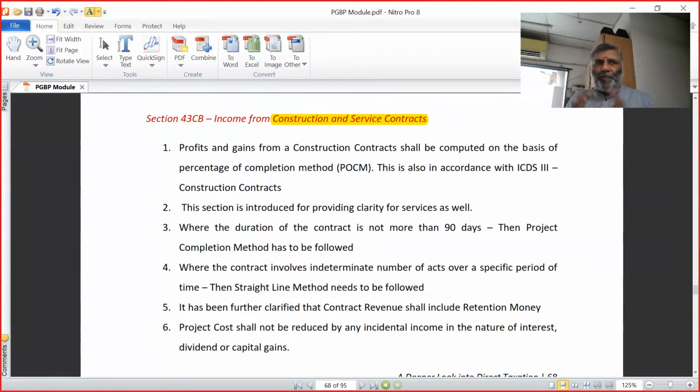The question was, suppose 90 days only. I started on Feb 21, ends on April 30th. Which year will I record? April 30th, that is the April year. Only on completion, if it is 90 days. If it is discrete services, the best example is prepaid cards, prepaid data, on straight line basis, not on usage, on straight line basis. Profit and gains from a construction contract shall be computed on the basis of percentage of completion method.